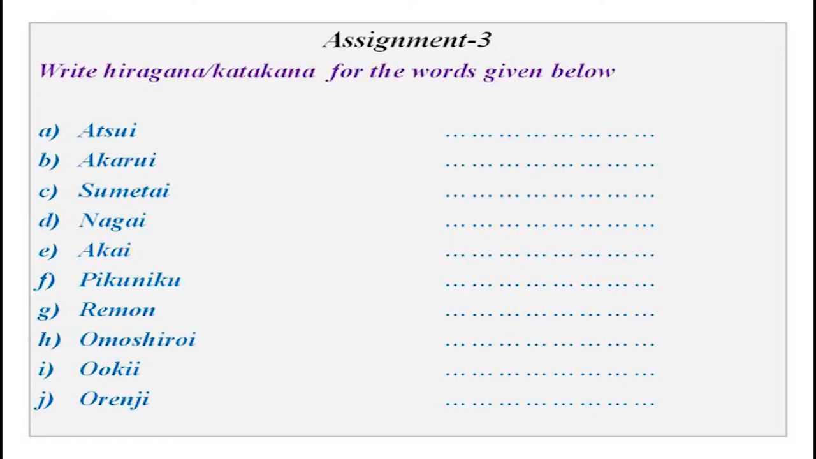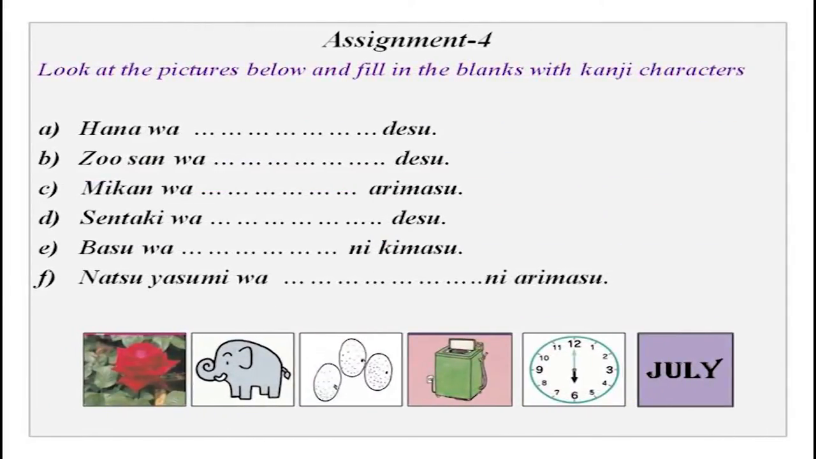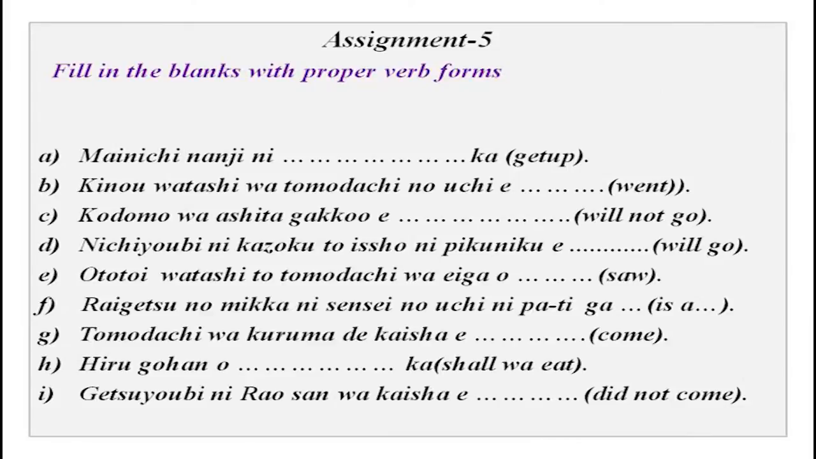Then write hiragana or katakana characters for the words given below. There are these words here and you have to write the hiragana on the right side. Now the fourth assignment is look at the pictures below and fill in the blanks with kanji characters. We have been doing kanji characters. These are simple characters. Not only the ones we have done in this lesson, but also in our previous lessons. So you can look at the pictures and try to see what you have to write over here. Now you can write verbs in proper form, please. The meanings are given over here. What I want you to write is given over here. Over here, please write the verb form in the blank spaces.